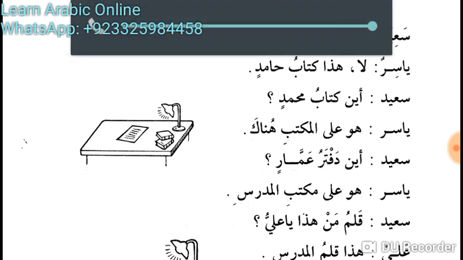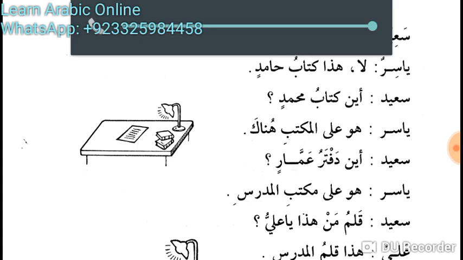Aina Kitabu Muhammadin? Where is Muhammad's book? That's right. Yasir: Huwa ala al-maktabi hunaka. Al-maktabi. It's there on the desk. Yes, it is on the desk. It is there on the desk.